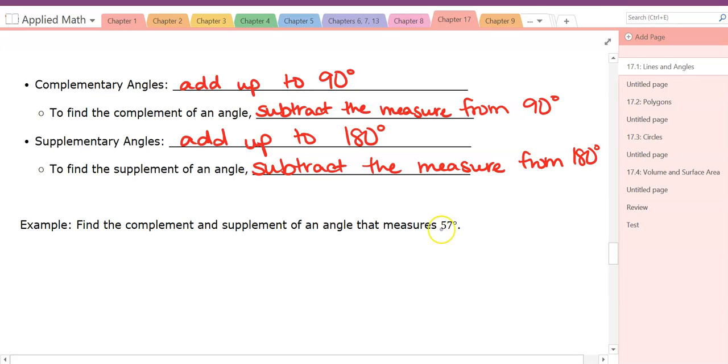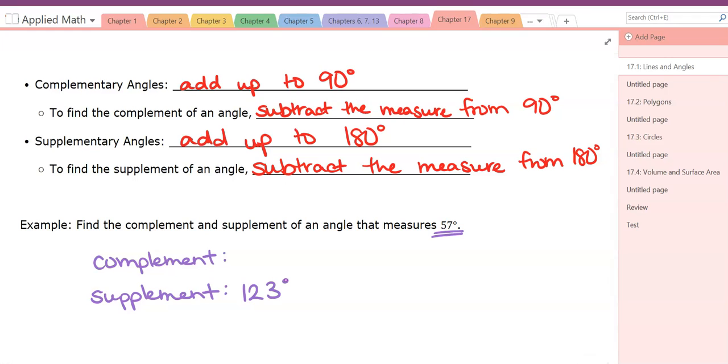So if I'm given the angle 57 degrees, what would be the complement? How much? Complement. That's the supplement. Supplement would be 123. What would be the complement? 33. Okay, 33 to 57 would get us to 90, so that's the complement. 123 to the 57 would get you to 180, so that's the supplement.